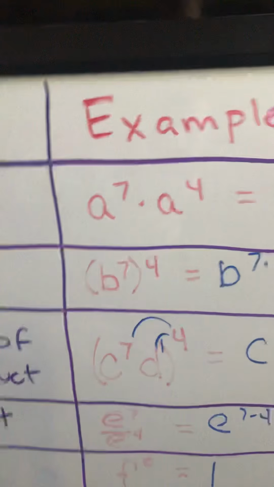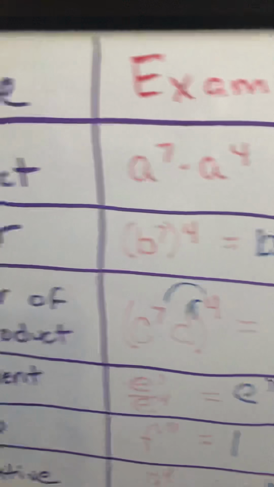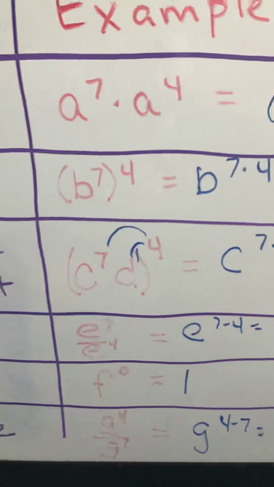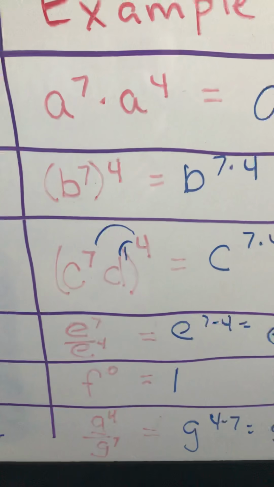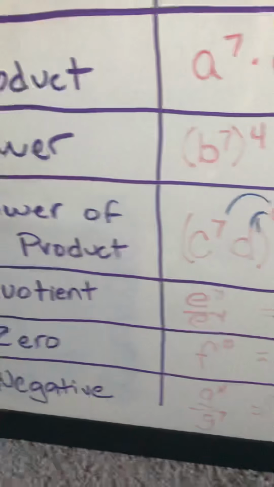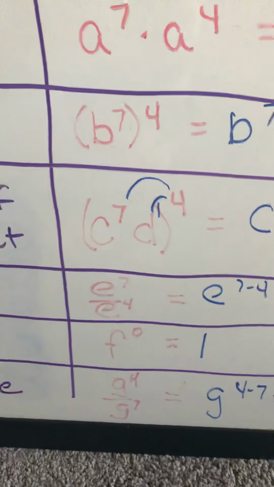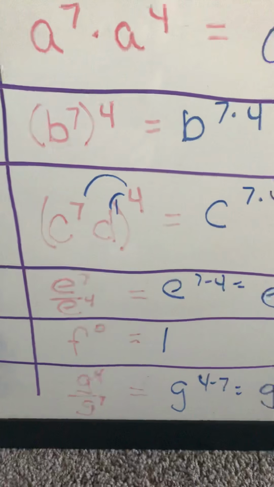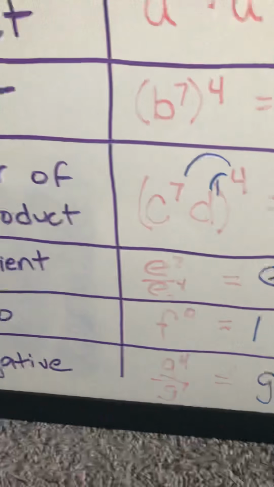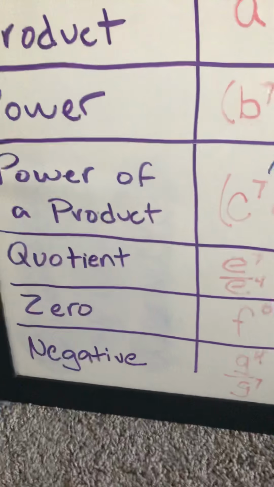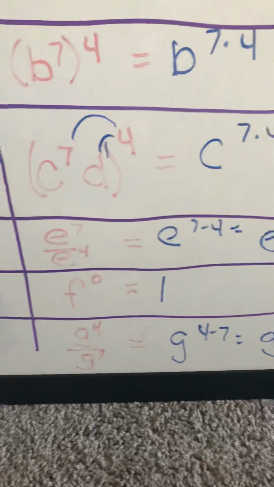So a quick review: product means we're going to add. Power rule means we're going to multiply. Power of product rule means we're multiplying everything on the inside by whatever number's on the outside. Quotient rule means you're going to have the same base on top and bottom and you subtract. Zero rule means anything to the 0 power is 1.